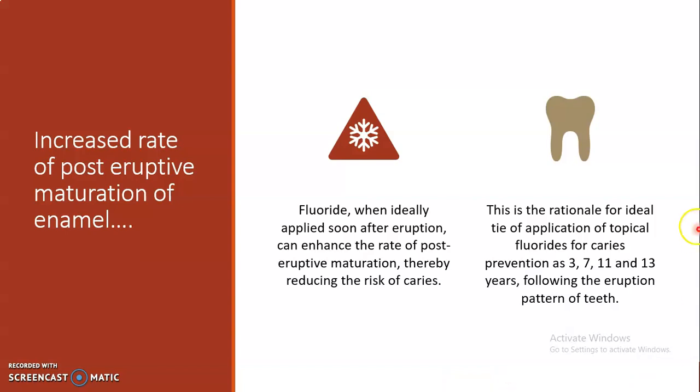And that is the reason fluoride is usually recommended at 3 years, 7 years, 11 years, and 13 years. We will be discussing this in detail when we discuss topical fluorides. The ideal age of application of fluoride is 3, 7, 11, and 13. This means that this is the time when you have freshly erupted teeth. At 3 years, you have the freshly erupted deciduous molars. At 7 years, the first molars and central incisors. At 11 years, the premolars. And at 13 years, the second molars. So in these 4 age groups, you have the maximum post-eruptive maturation taking place.